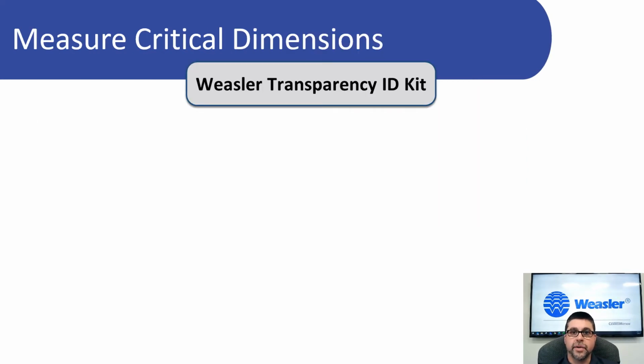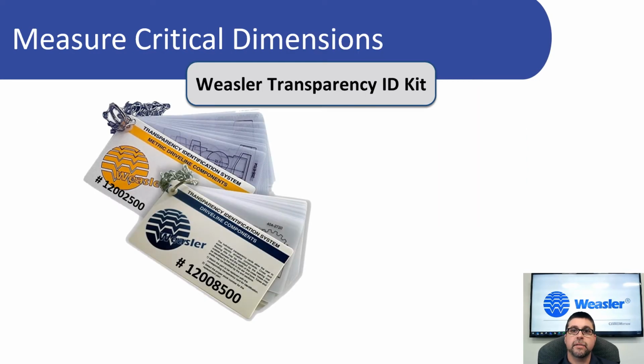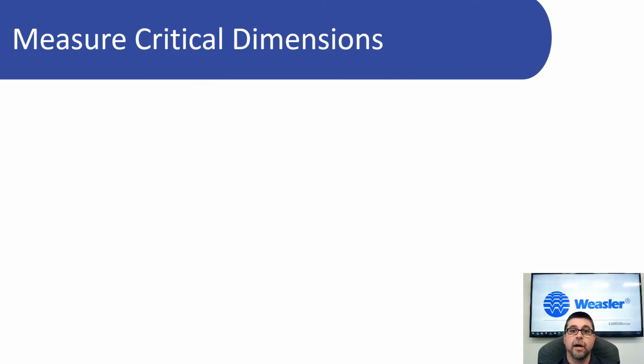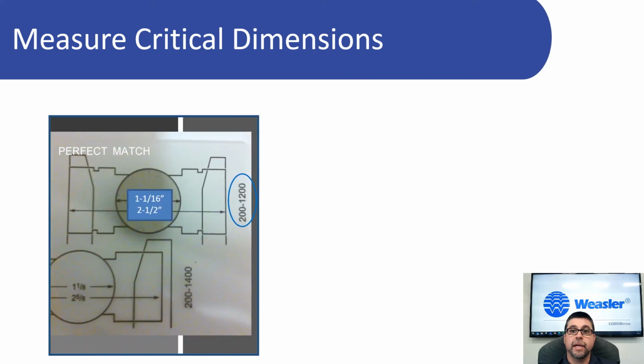Another tool Weasler has available is our TIS, or transparency identification system. There are 2 sets of transparency available. One that covers the North American style PTO shaft, blue, and one that covers the metric style PTO shafts, yellow. The transparent cards contain line drawings of all the North American and domestic cross and bearing kits. The cross and bearing kit is another key component in PTO identification.